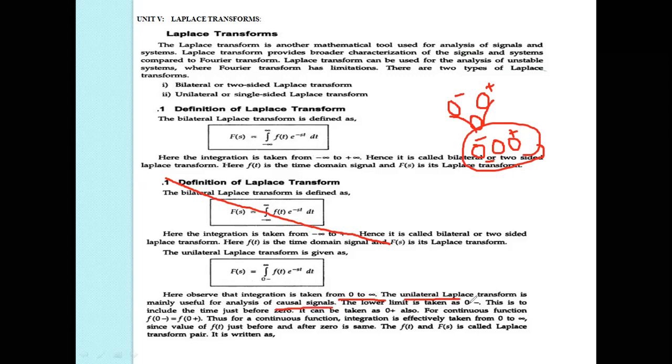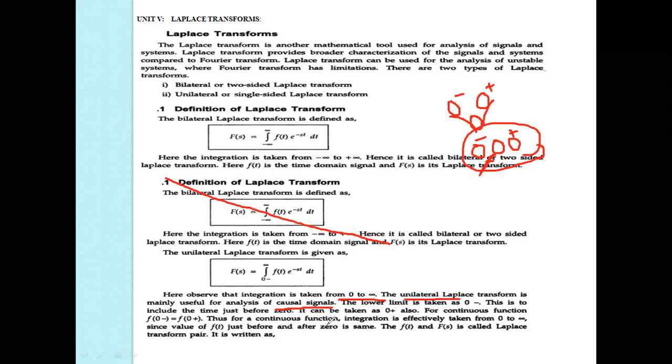The lower limit is taken as 0 minus. This is to include the time just before the 0. It can be taken as 0 plus also. For a continuous time function, f of 0 minus is equal to f of 0 plus. Both are the same.